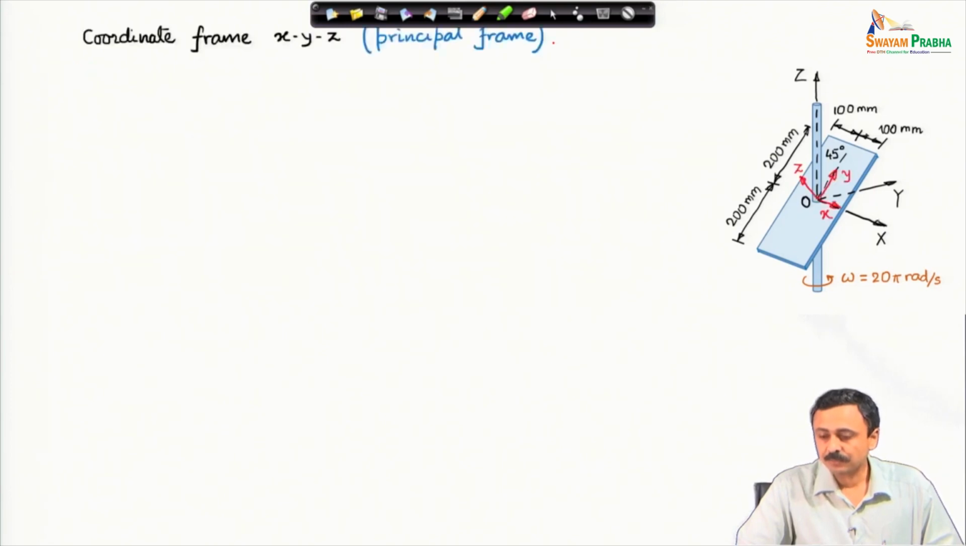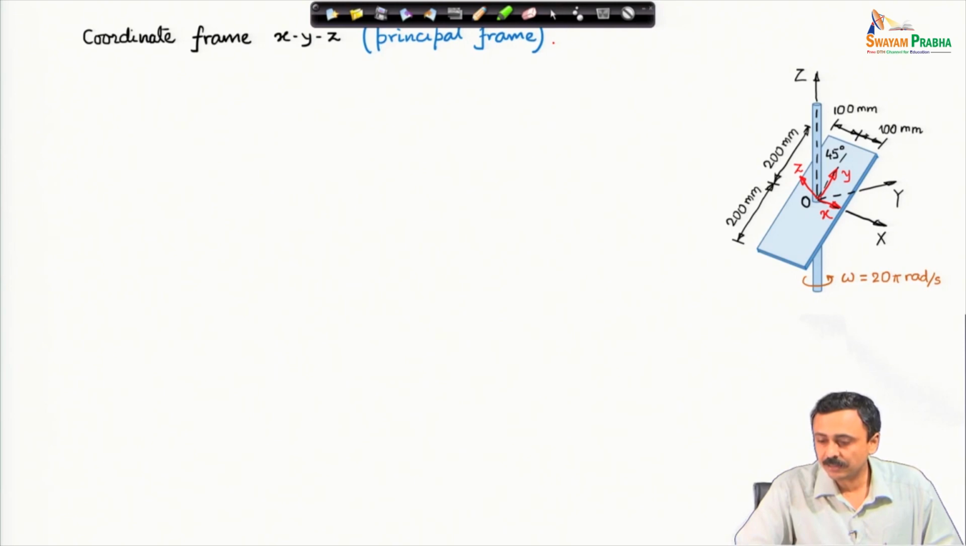But this problem can be solved in a much better, simpler way by considering this red small x y z frame. Why? Because that capital X Y Z frame is not the principal frame for the body, but the small x y z frame is, and that makes our calculations a little simpler. Let us then start calculating this.